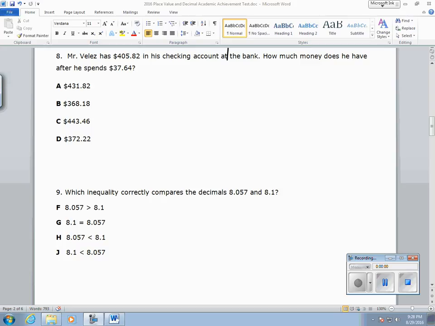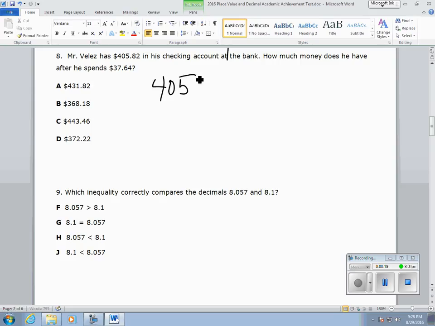Number 8, Mr. Velez has $405.82 in his checking account at the bank. How much money does he have after he spends $37.64? Okay, so he has a certain amount in the bank account.